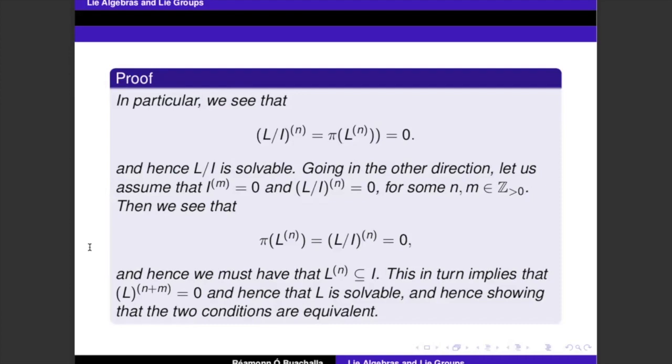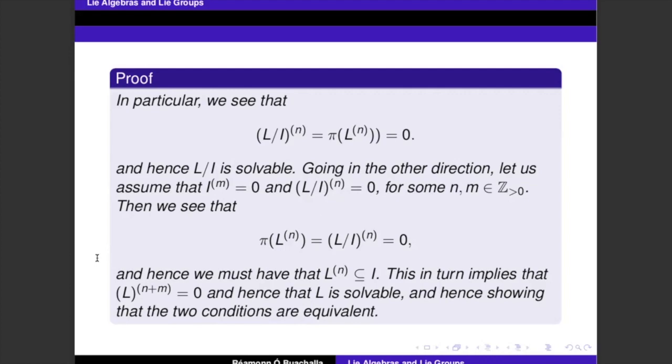I guess the direction that solvability implies solvability of ideals and quotients, maybe that's what you'd expect. Maybe it's less obvious that going in the other direction actually works, that you can pick any ideal, and if it's solvable and the quotient is solvable, then the whole thing is solvable. Well, it's actually true. So let's assume that I is solvable and that the quotient is solvable. Again, the n and the m don't need to be the same. I mean, of course, you can just take the maximum, but it may be that this thing terminates sooner or later than this, but it's not so important. So we know that there's such an n and an m exist for some positive integer.